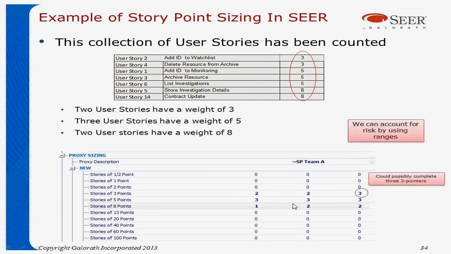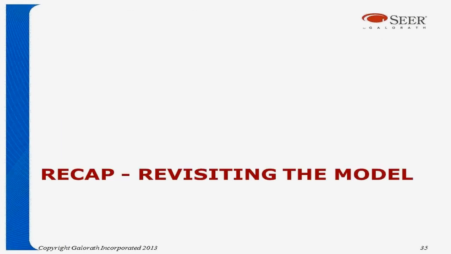However, the team may think that there's a chance they could actually get 3 3-pointers in during this sprint. So we could show this risk range. Likewise, they may say that we may only be able to get 1 of the 8s done. So we can state that at a minimum we can get 1 done. We're hoping to get 2 done. This is accommodating the risk in the estimate. So let's recap by revisiting the model.